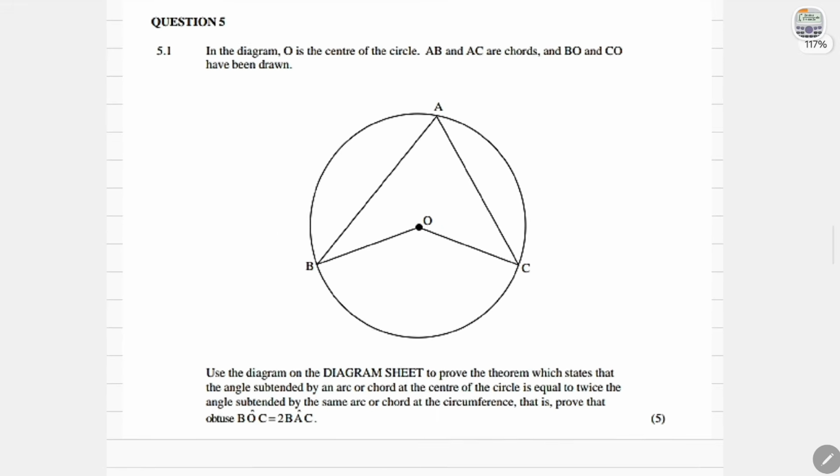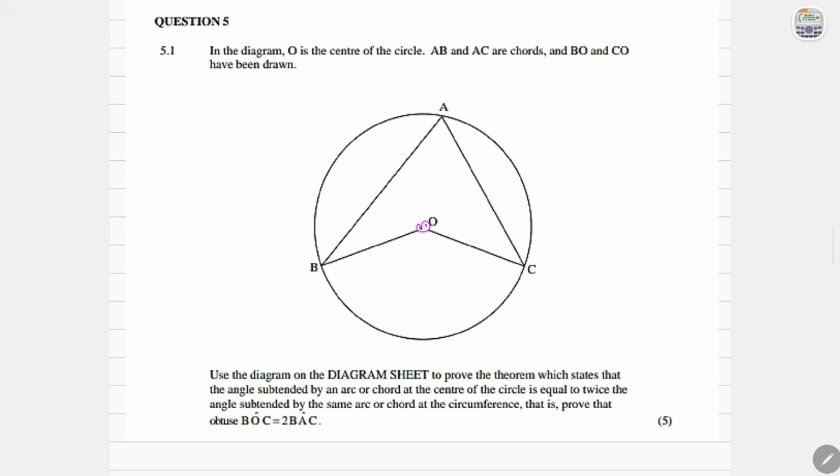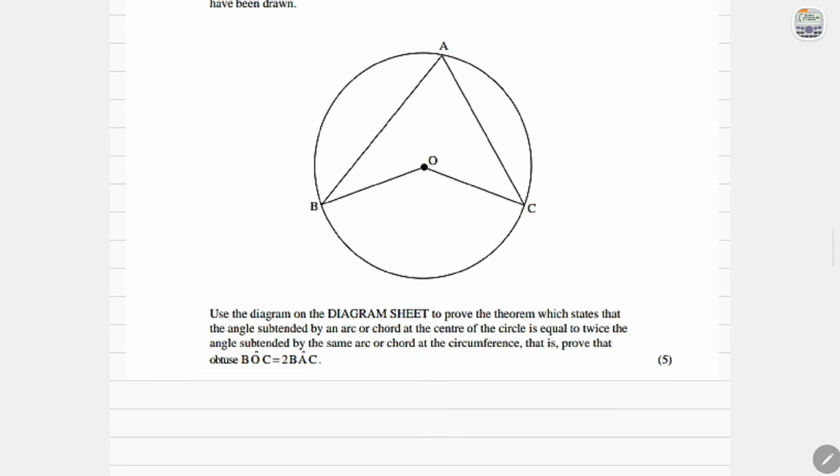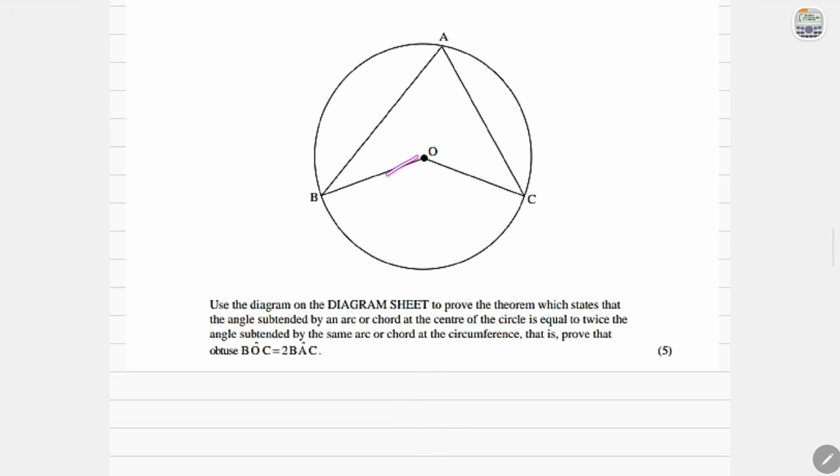Question 5.1 says, in the diagram, O is the center of the circle, AB and AC are chords, and BO and CO have been drawn. So you can see that those are radii, from the center to the circumference. Use the diagram on the diagram sheet to prove the theorem which states that the angle subtended by an arc or chord at the center is equal to twice the angle subtended by the same arc or chord at the circumference. That is, prove that angle BOC is twice the size of angle BAC.